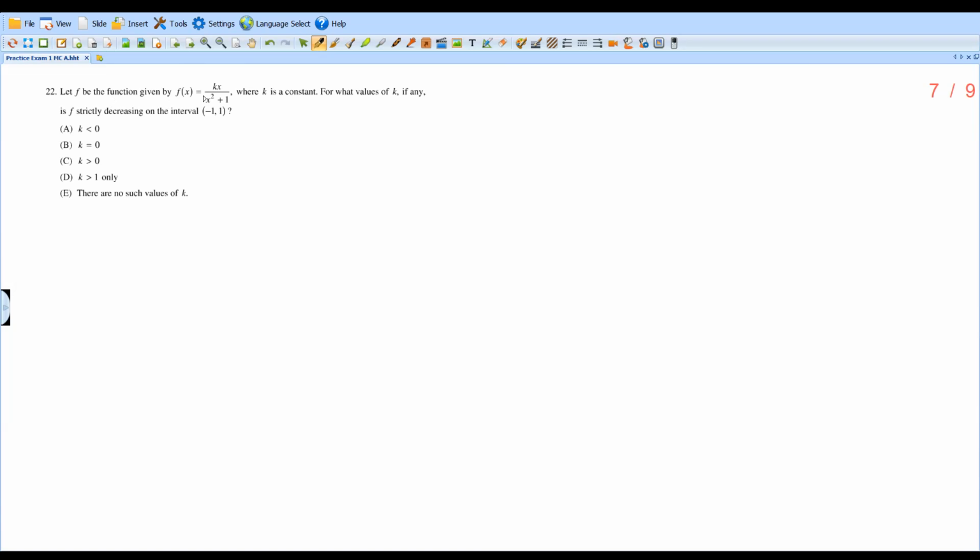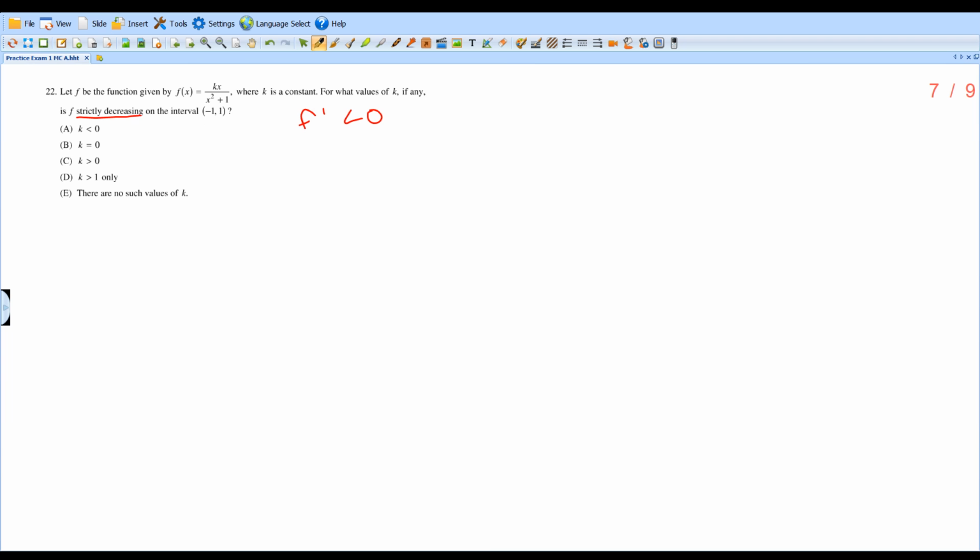Function given by f of x equals kx divided by x squared plus 1, where k is a constant. For what values of k, if any, is f strictly decreasing on the interval -1 to 1? So if f is supposed to be strictly decreasing, that means that f prime must be negative.